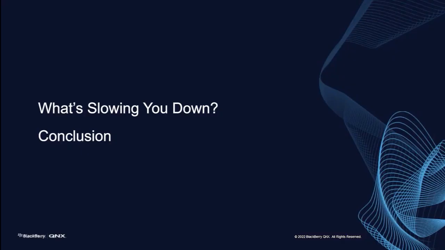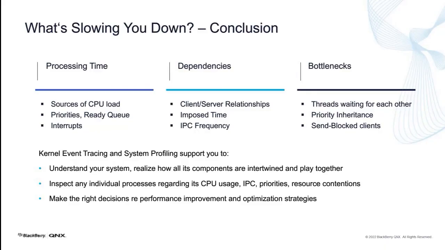Okay, that was the most important stuff. So let's make a conclusion. What have we discussed? How to identify sources of high CPU load, what the ready queue is, and how scheduling priorities can help you. And we discussed how to measure interrupt handling times. Then we talked about dependencies, the client-server relationship, how clients put burden on servers, impose time, and why the frequency of inter-process communication matters. Sending the same amount of data in larger chunks is better.